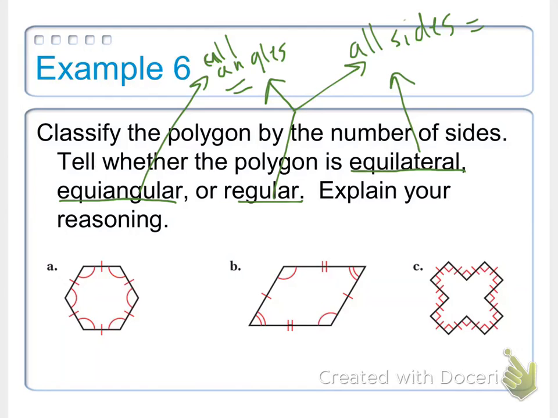Let's do this here. So when I look at this, I see all the sides have the same mark in them. They all have a 1 mark. So first of all, is it a polygon? Yes. It's got n equals 6. It's a hexagon. What kind of hexagon? Well, it has all the sides the same, so it's equilateral.